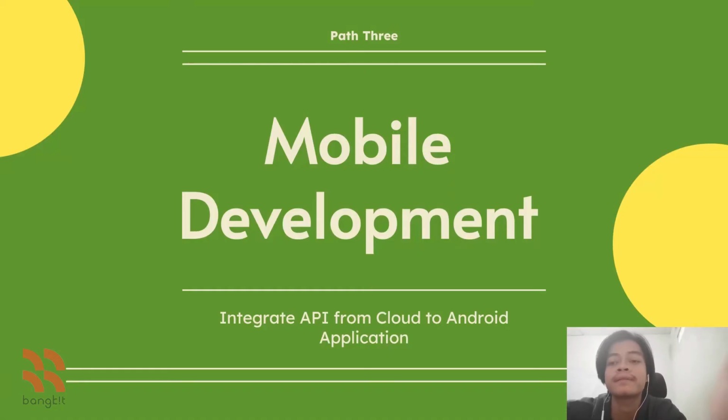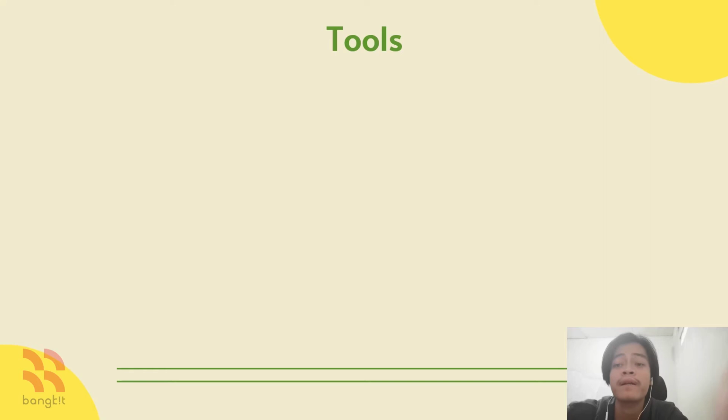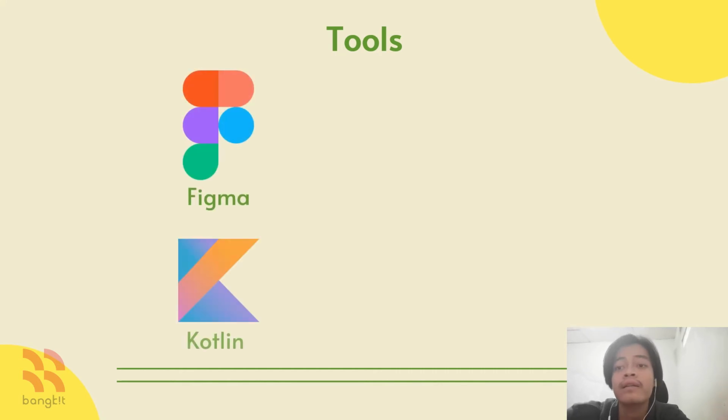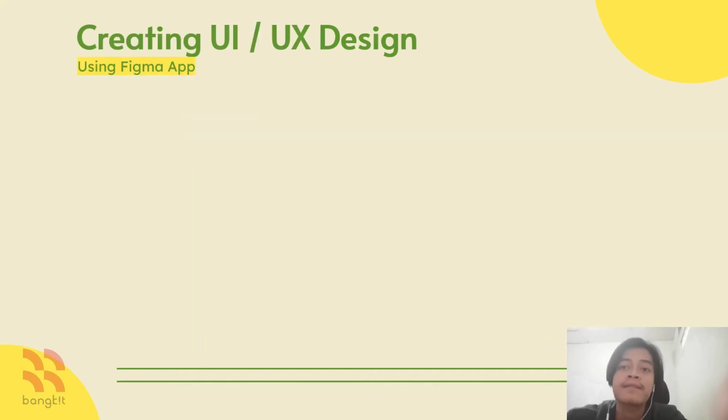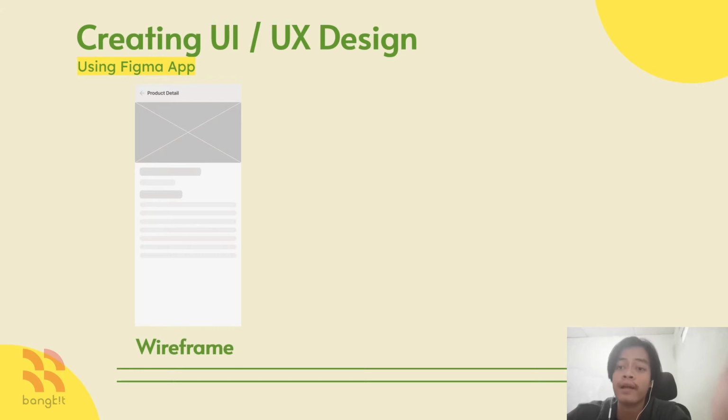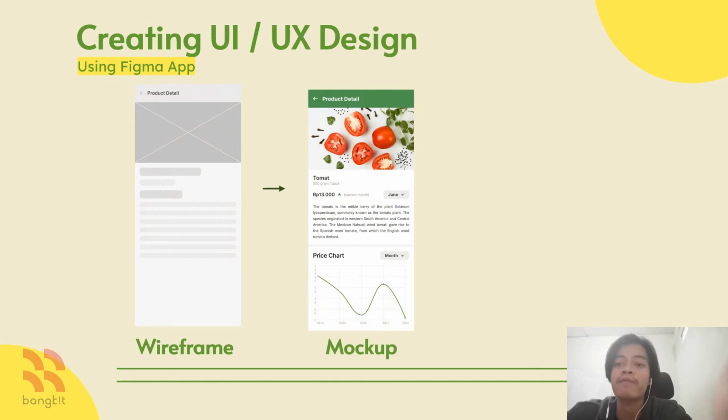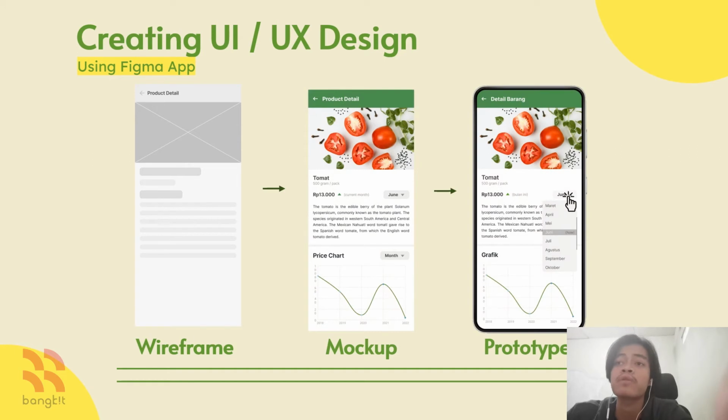Mobile development. The tools used in the application development include Figma, Kotlin, Android Studio, and Firebase. For creating the UI/UX design, we use the Figma app. First, we create a wireframe, which is a rough outline or sketch to organize items in the application. After the wireframe design is created and approved, the next design process is making a mockup based on the wireframe that has been made previously. After the mockup is approved, the next process is to create a prototype to show the application flow.